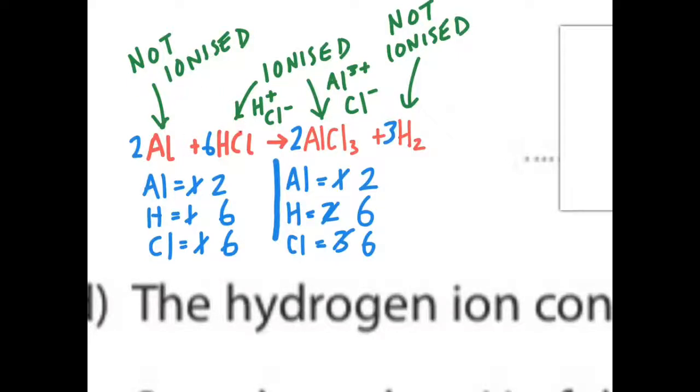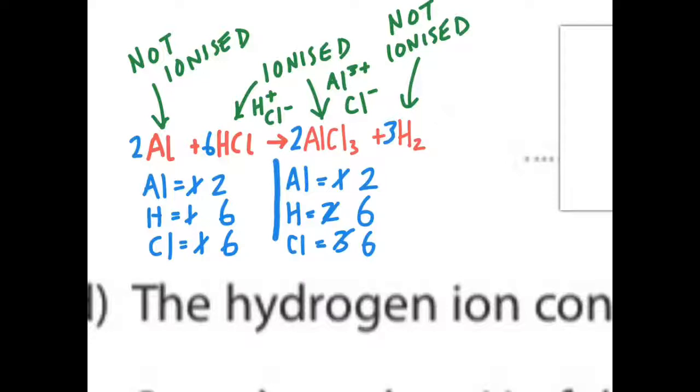Now, that's basically reacting with hydrochloric acid. Hydrochloric acid is basically hydrogen chloride gas dissolved in water where it's ionized. So hydrochloric acid is basically a solution of hydrogen ions and chloride ions. And then that produces aluminium chloride in solution, which is aluminium ions and chloride ions, and hydrogen gas.